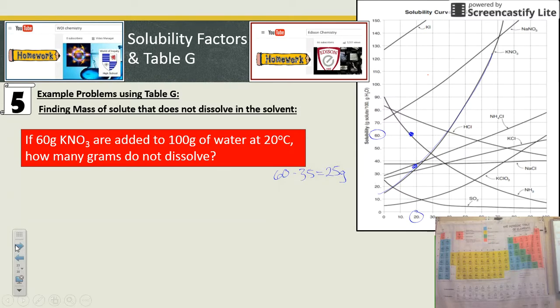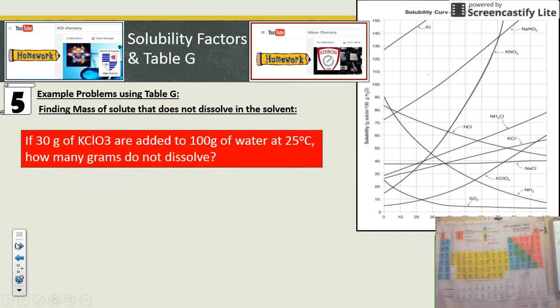25 grams would not dissolve because our point of interest is above the curve of interest. This is how much would not dissolve. So that's the math that I figured out. I just subtracted, okay? I think we got some more examples like that. 30 grams KClO3, 100 grams of water, 25C. So we got 25 degrees Celsius, 30 grams of material. So our point of interest is right about there. And we have KClO3 as our curve of interest.